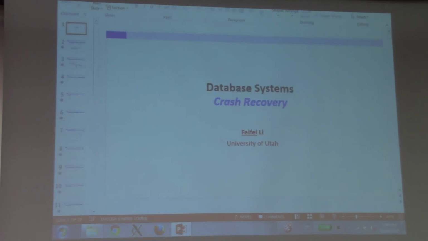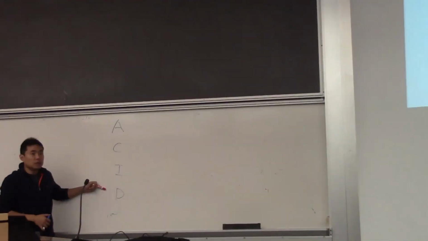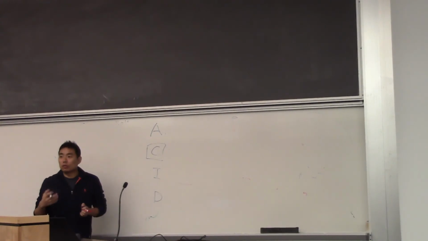Another very interesting topic. Now, let's go back to the properties of a transaction. What are the properties of a transaction we need? We need ACID. What's A? Atomicity. What's C? Consistency. I? Isolation. D? Durability.